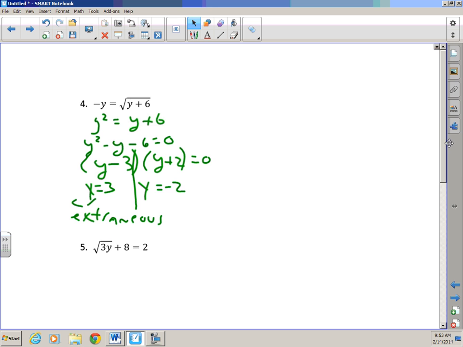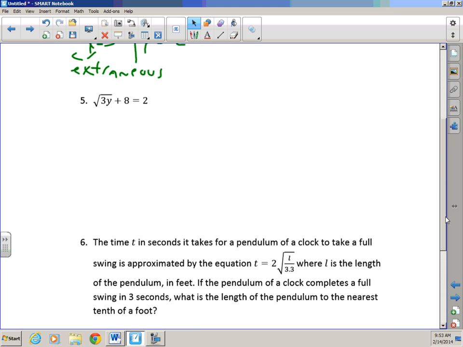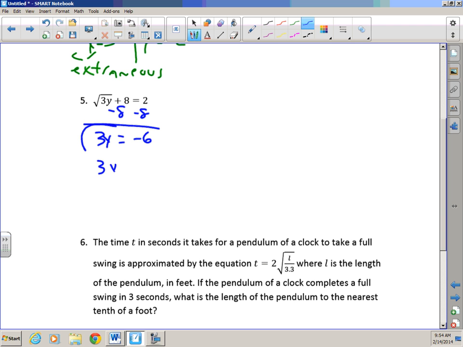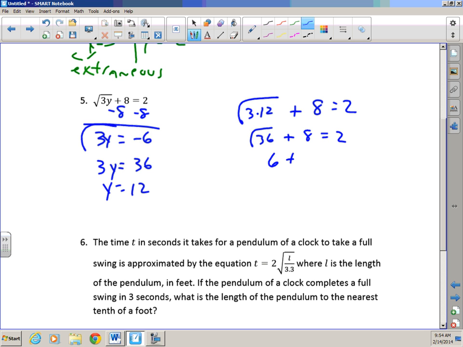And the next one, I square both sides. I get, well, I'm sorry, first I got to get rid of that 8. So I get the square root of 3y equals negative 6. I square both sides. I get 3y equals 36, or y is 12. Now I'm going to check my answer. So the square root of 3 times 12 plus 8, the square root of 8, equals 2. Square root of 36 plus 8 equals 2. 6 plus 8 does not equal 2, so there's no solution.